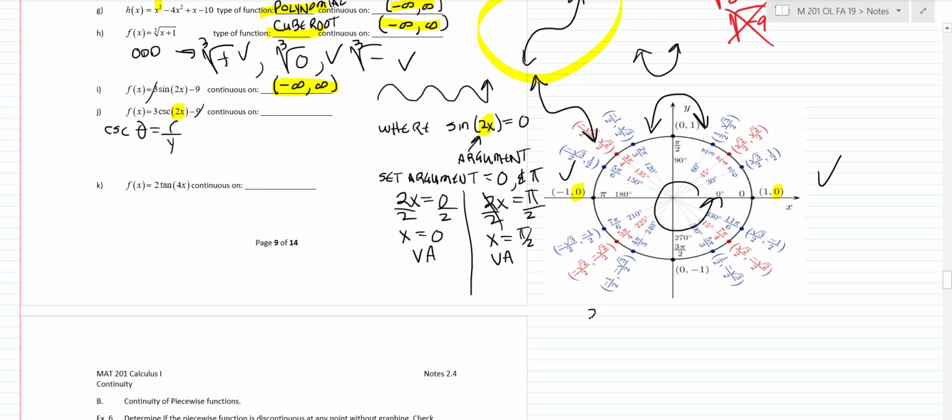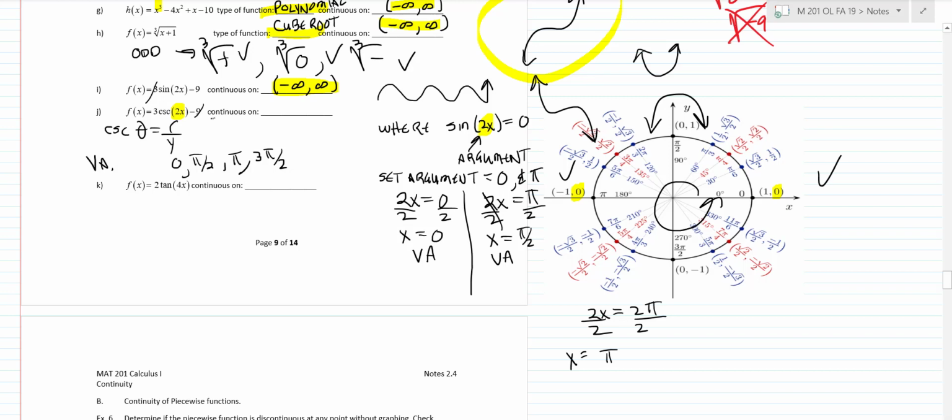So you could go 2x equals 2 pi, divide by 2, and you would get pi. Notice your vertical asymptotes then go like this: 0, pi over 2, pi, then 3 pi over 2, and so forth. So it would be at every pi over 2. Every pi over 2 is where that would happen.